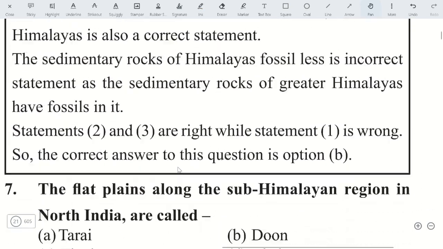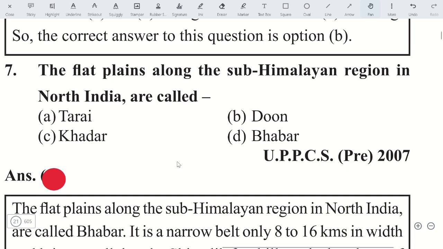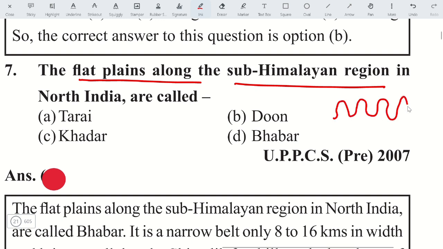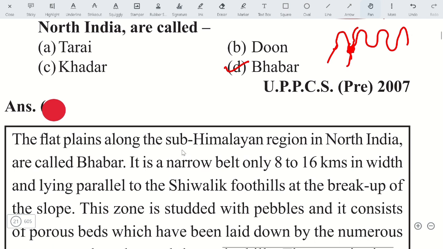Next question. The flat plains along the sub-Himalayan region in North India are called. See, this is Himalaya, these are the mountain ranges. Rivers come from mountains, and when they go through the foothills of Himalaya, they deposit alluvial soil, and the river disappears here. This region is called the Bhabar region. Okay, then the answer will be D.